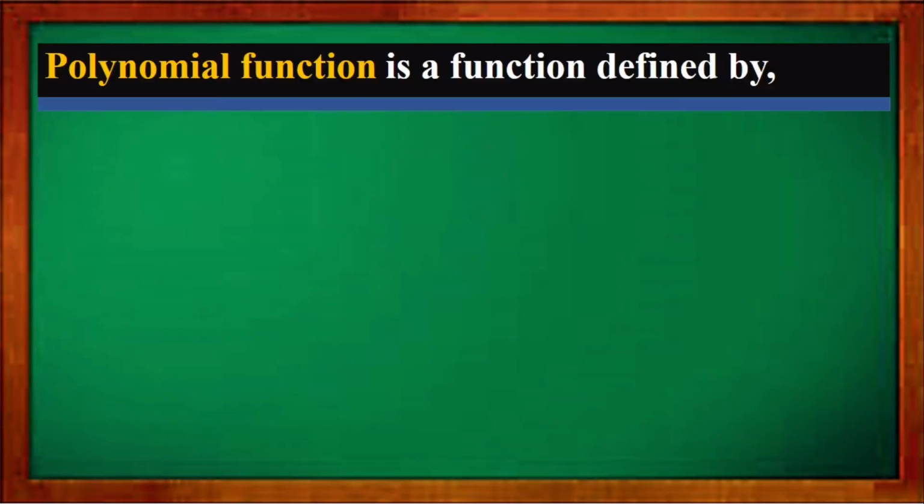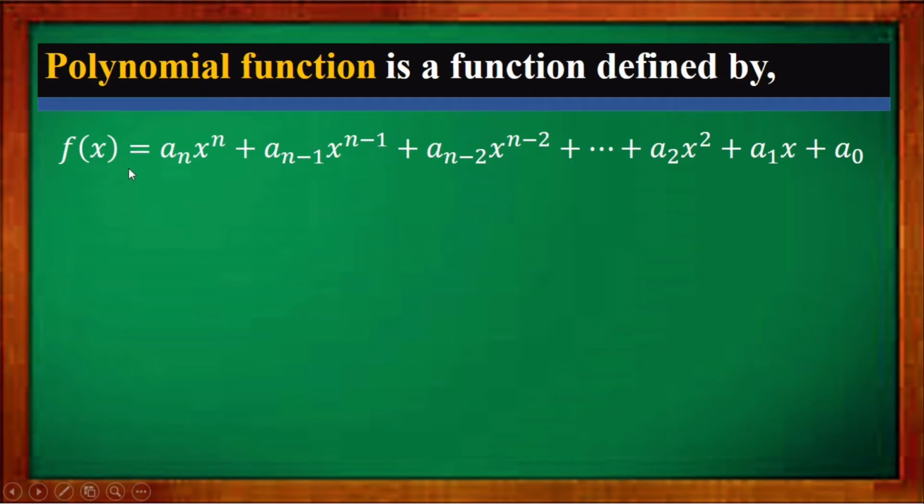So, a polynomial function is a function defined by this one. F of x equals a sub n x raised to n plus a sub n minus 1 x raised to n minus 1 plus a sub n minus 2 x raised to n minus 2 plus and the like plus a sub 2 x squared plus a sub 1 x plus a sub 0.